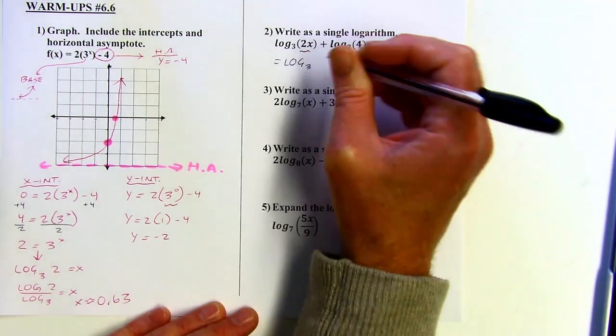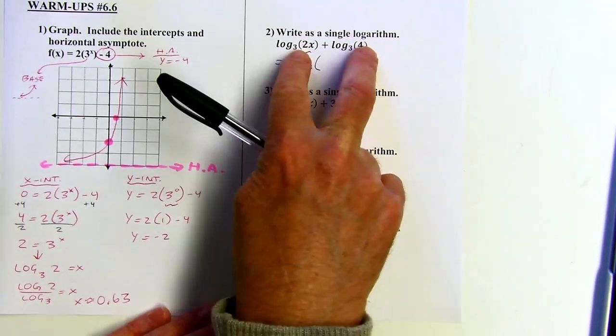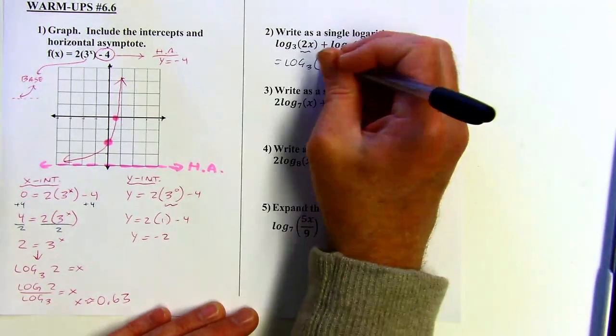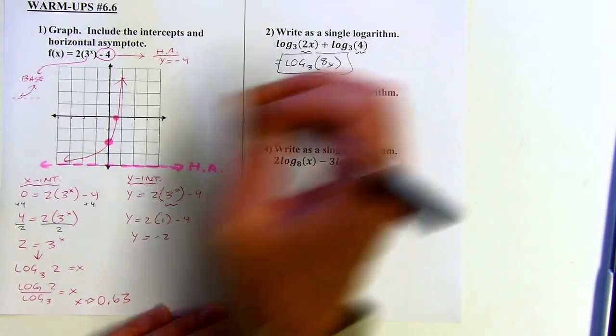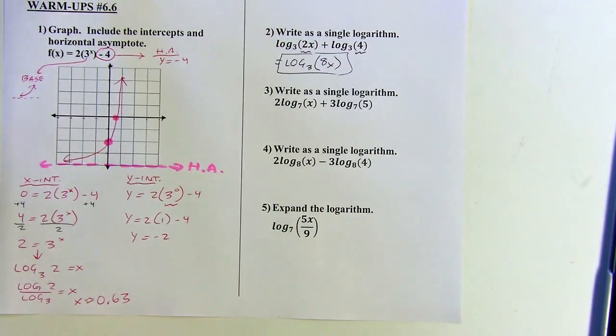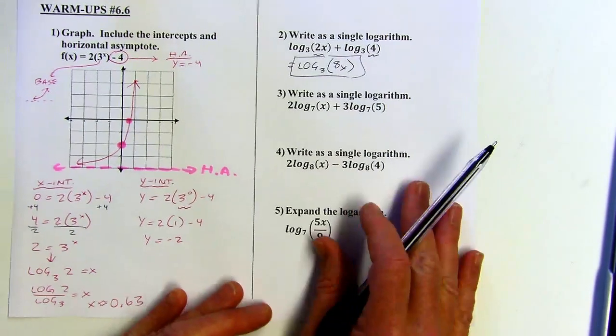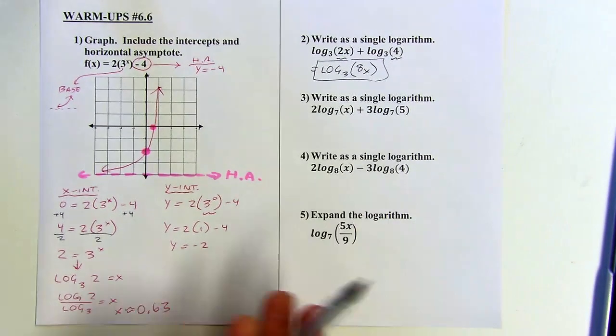So this is going to be log base 3 of 2x times 4. 2x times 4 is 8x. And hey, it's combined into a single logarithm. Mission complete.